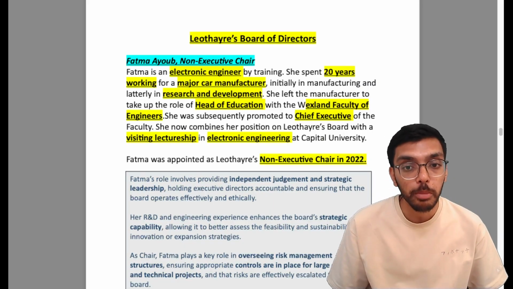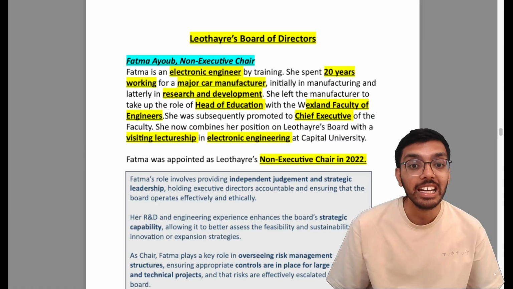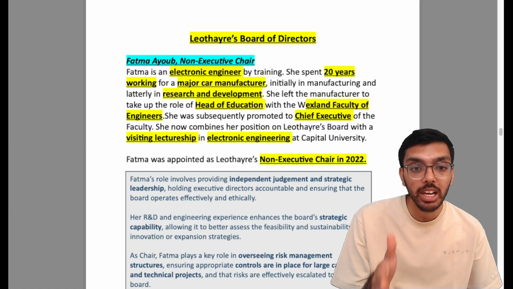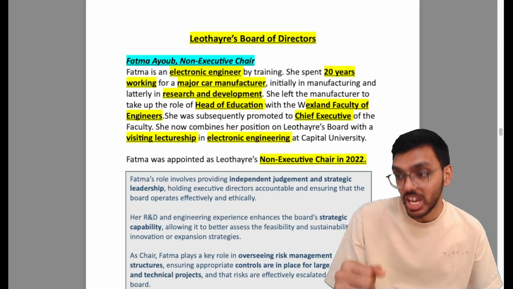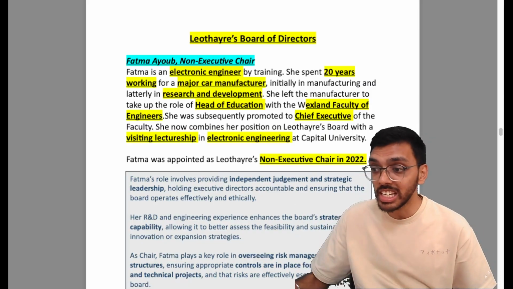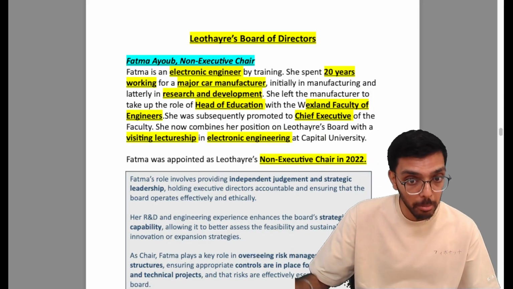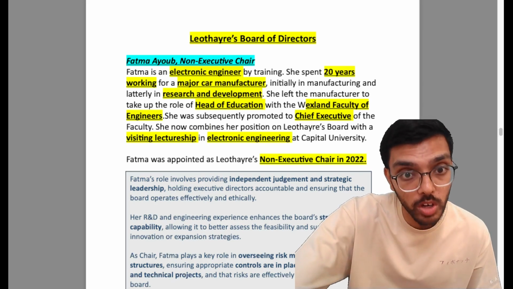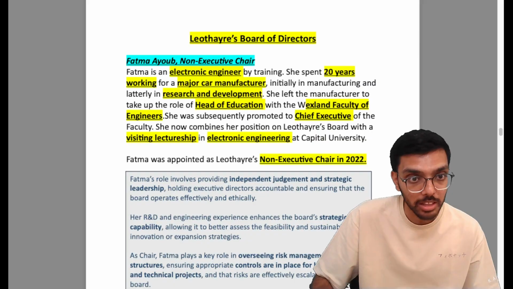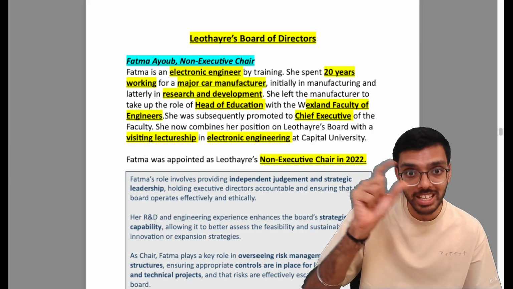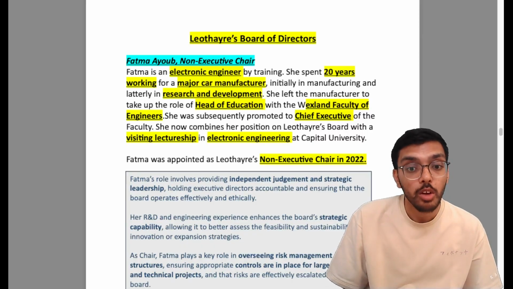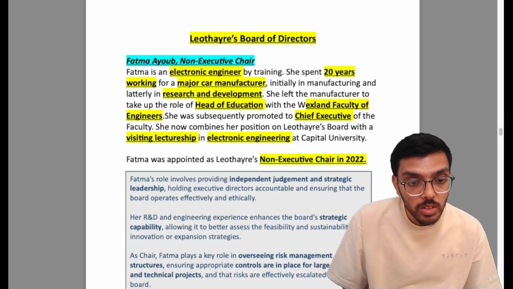So Fatma's role, providing independent judgment and leadership to hold the directors accountable, is going to be key, because the chairman is the leader of the board. The CEO is the leader of the day-to-day decisions of the company. The chairman is the leader of the board. So if we have such a strong leader of the board as the chairman, as Fatma, who also has the electronic knowledge at the back of her hand, it will be very good, important for us.